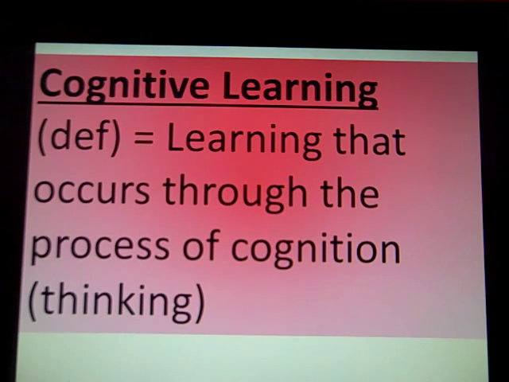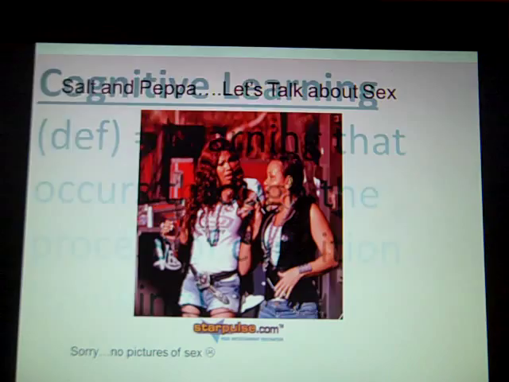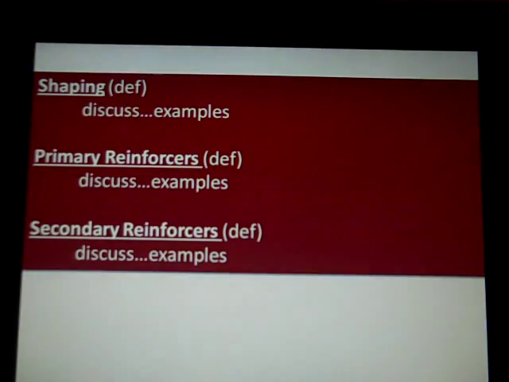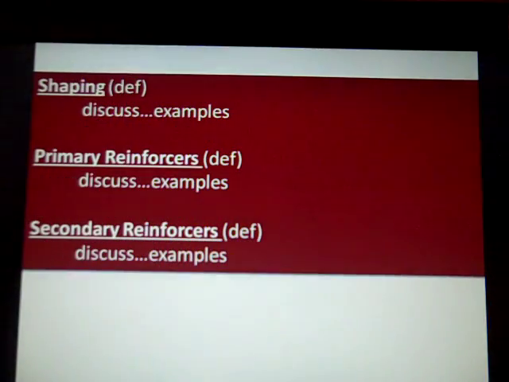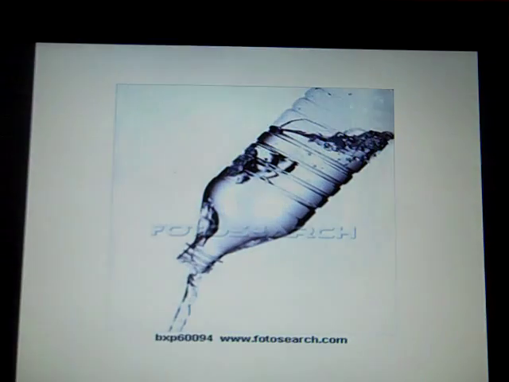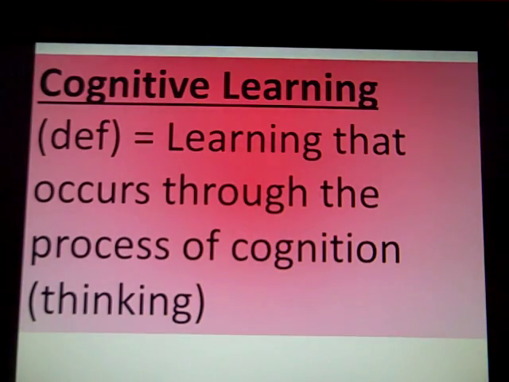Now, the last slide I showed you in class, just so you have a frame of reference, we were talking about instrumental or operant conditioning. We talked about shaping and primary reinforcers, secondary reinforcers. That's all review. And then this is our pickup point.